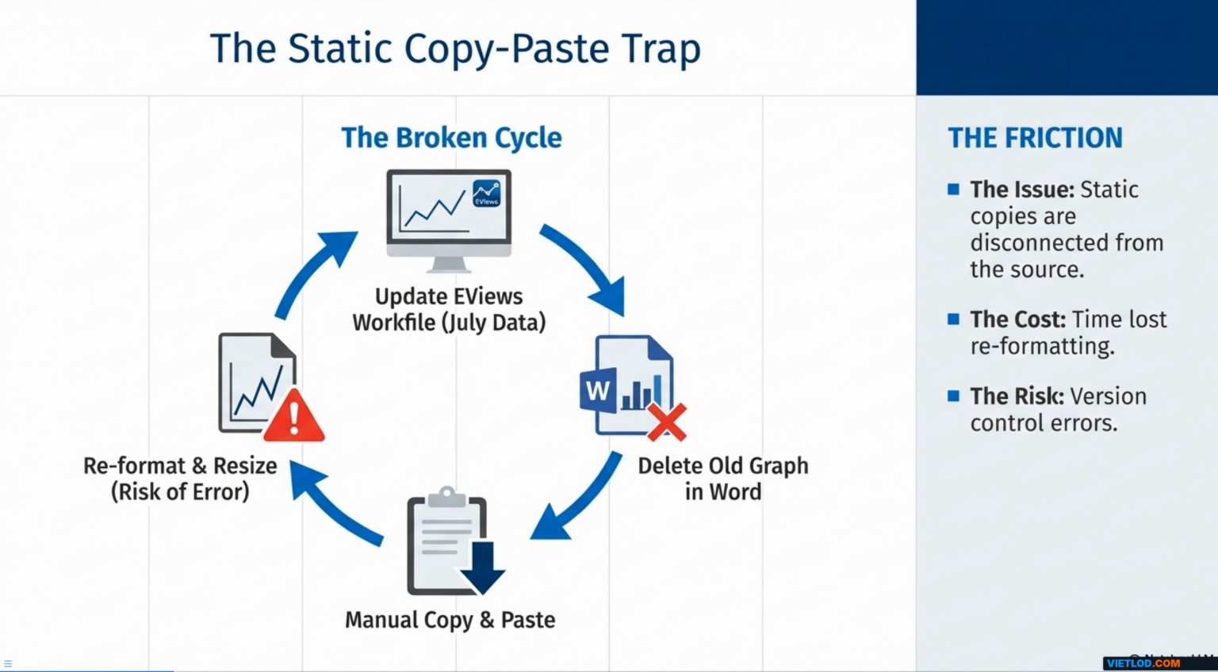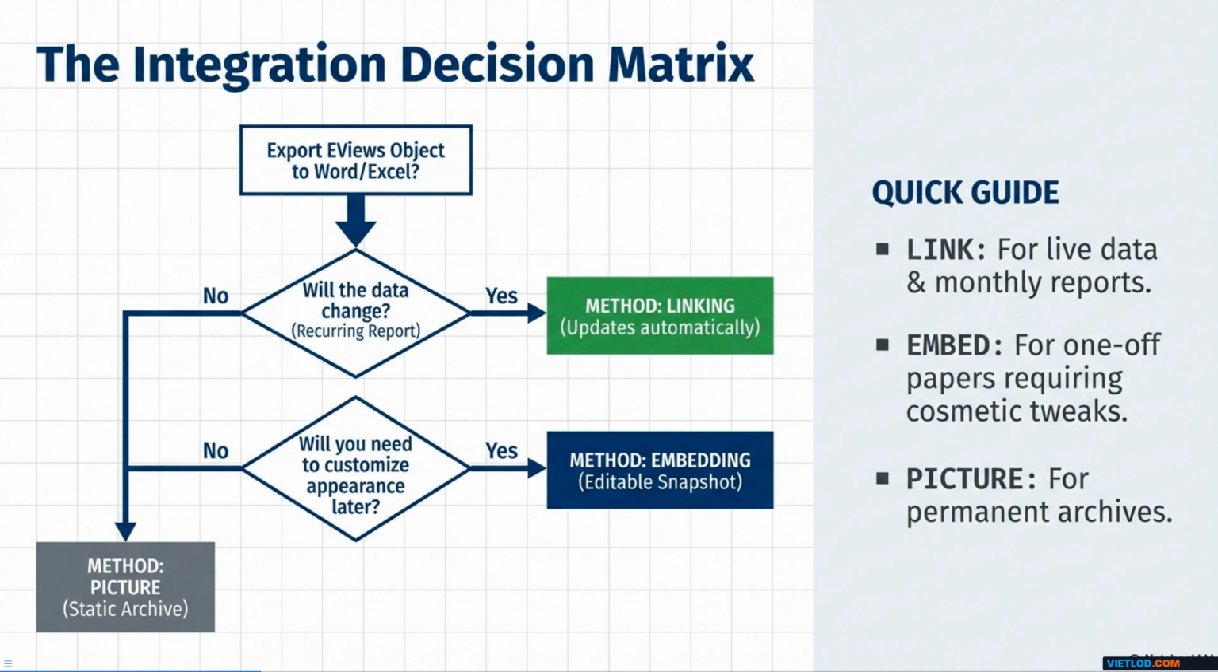The traditional workflow is a broken cycle. You update your data in an EViews workfile, then you must delete the old graph or table in your Word document. Next, you manually copy the new object from EViews and paste it into Word. This often requires tedious reformatting and resizing, which introduces a high risk of human error. The fundamental issue is that static copies are completely disconnected from their source data. This costs valuable time in reformatting and, most dangerously, creates a high risk of version control errors, where your report might show outdated results.